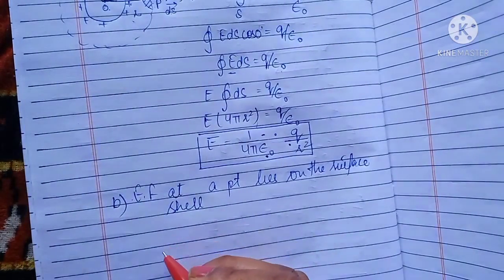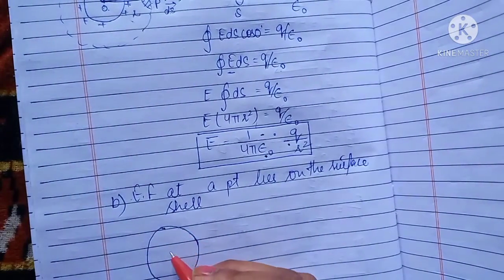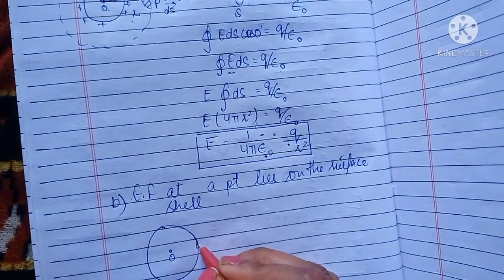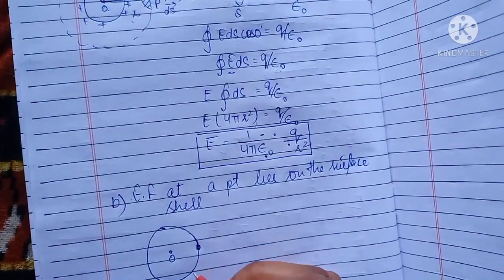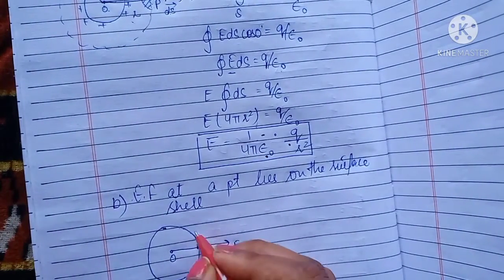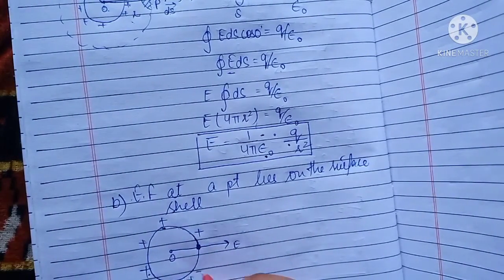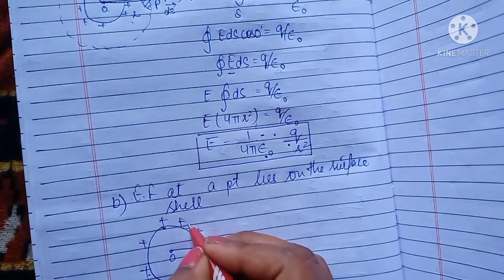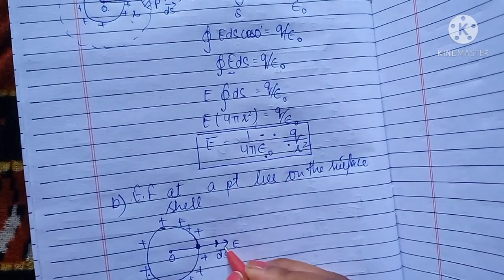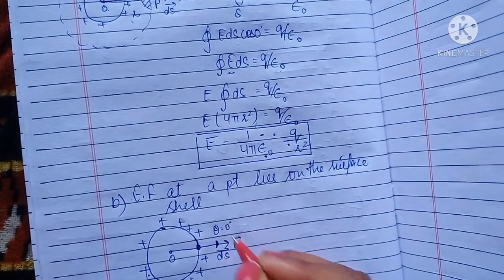Now let's see how it goes. Let's say that is your sphere. In this case, this is the center of the sphere. Now the point lies somewhere on the surface of the shell, so that means the point lies here. If it lies here, the electric field, obviously due to the positive charge, will be like this, right? And then what is the area vector? The area vector is also along the same direction, dS. This is your electric field, this is your dS. Again theta is 0 degrees.